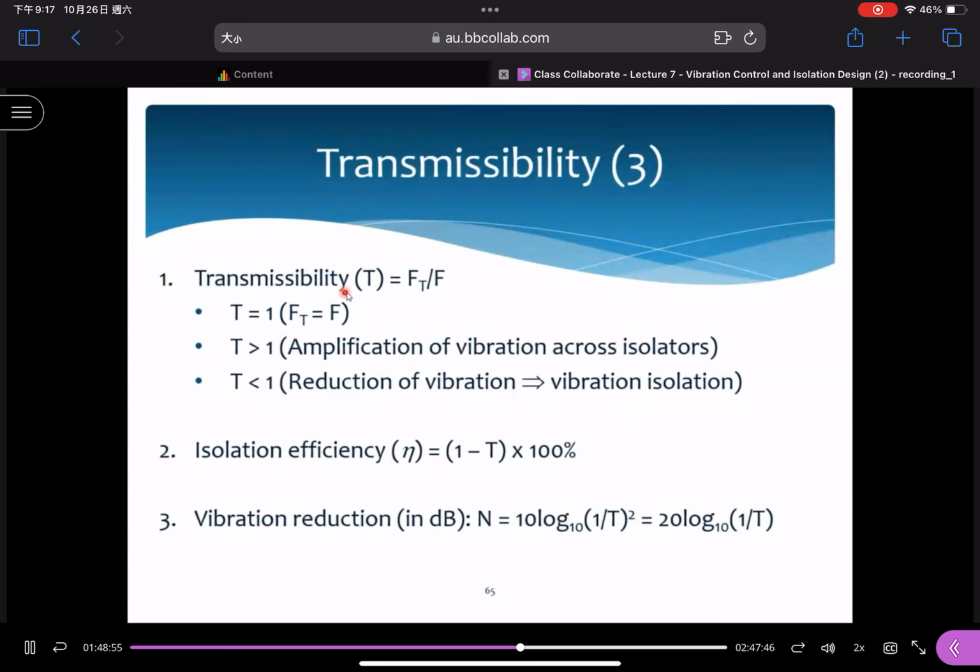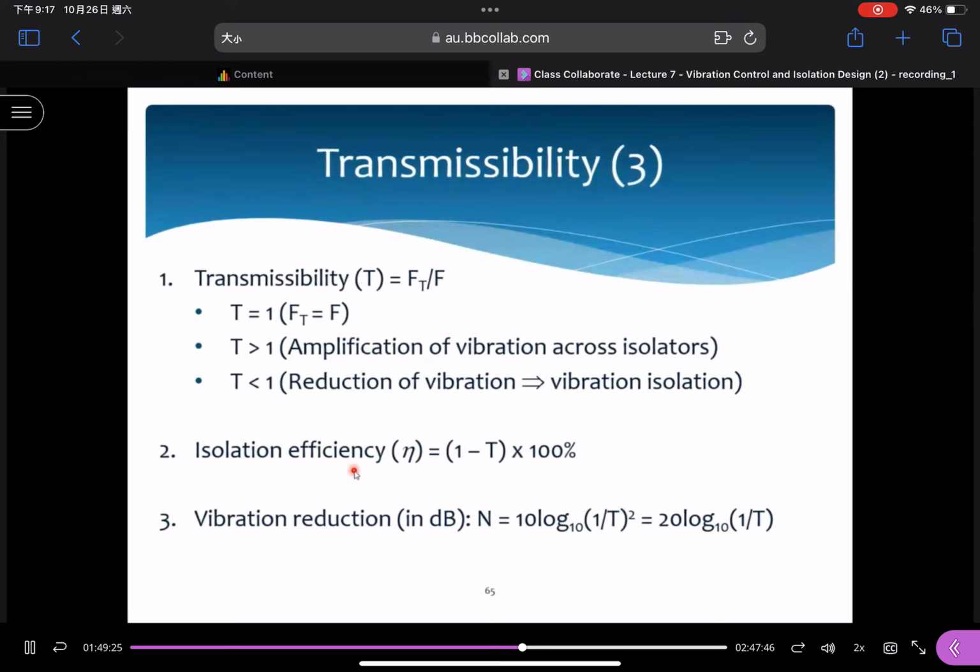Okay, I say here that transmissibility is equal to Ft divided by F. When T is equal to 1, it means that Ft is exactly equal to F. This is not the ideal case. When T is larger than 1, amplification occurs. When T is less than 1, it means that we can achieve the reduction of vibration effects. It means that we can achieve vibration isolation.